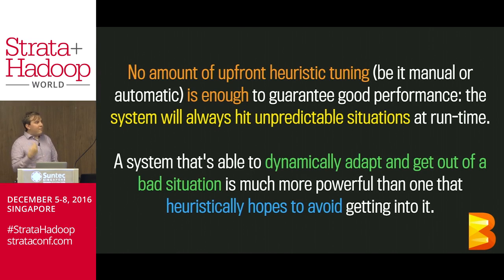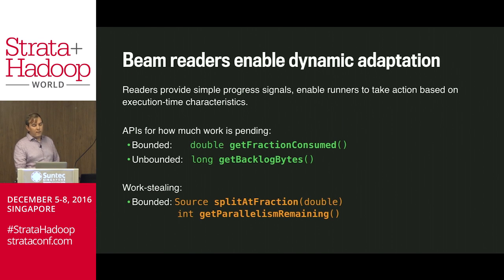So in Beam, we have this mantra that no amount of upfront heuristic tuning you do is going to be good enough. There's always something unpredictable at runtime, and you need to have ways of adapting. From the API level, here's one example of something that's really powerful. Runners, or readers, which are taking some metadata about a source, like read this part of Kafka, can actually provide you progress signals saying how much work they're getting done. For instance, in a bounded source, you say, what fraction of my data have I consumed? In an unbounded source, you say, what's my backlog? Am I keeping up with my input or not? And based on these signals, the runner can choose to make decisions about what to do. In the streaming case, you might upscale.